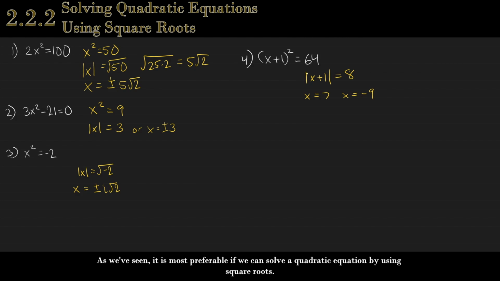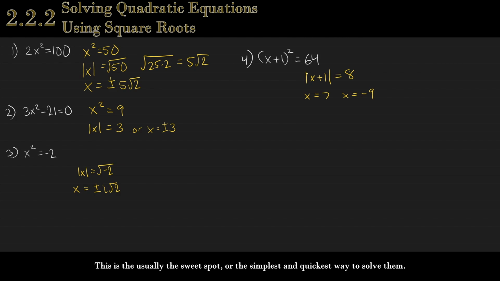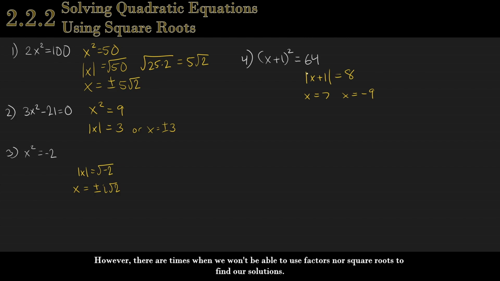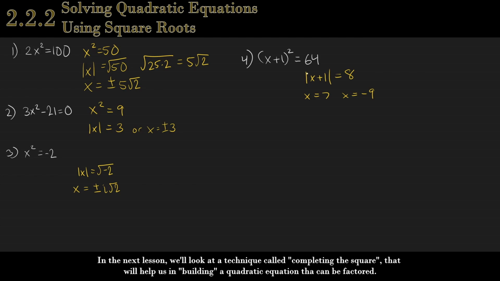As we've seen, it is most preferable if we can solve a quadratic equation by using square roots. This is usually the sweet spot, or the simplest and quickest way to solve them. However, there are times when we won't be able to use factors nor square roots to find our solutions. In the next lesson, we'll look at a technique called completing the square that will help us in building a quadratic equation that can be factored.